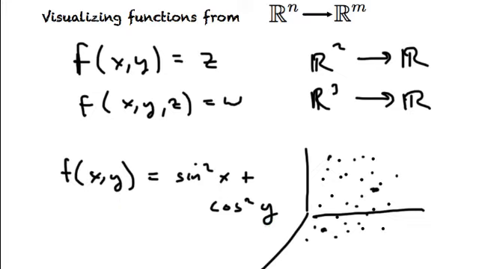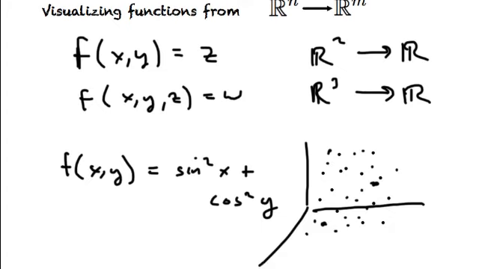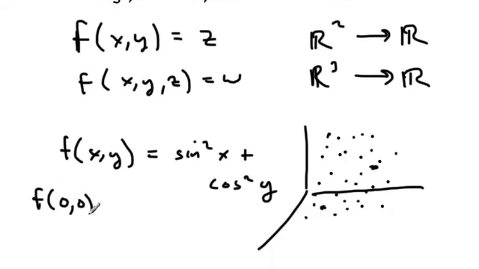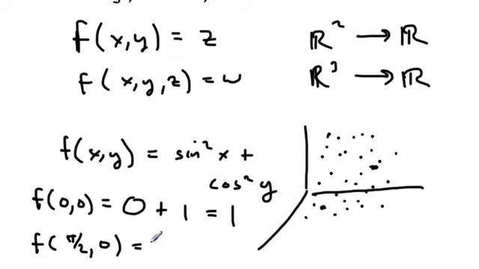First, let's calculate one or two values. So let's say I do f of 0, 0. Sine of 0 is just 0, so 0 squared is 0. Cosine of 0 is 1, so that's just 1. So f of 0, 0 is 1. Let's do f of, say, pi over 2, 0. Sine of pi over 2 is 1. 1 squared is 1. Cosine of 0 is 1, so 1 squared is 1, so we get 2. So we can just plug in different values, any pair, and for every pair we get a value.